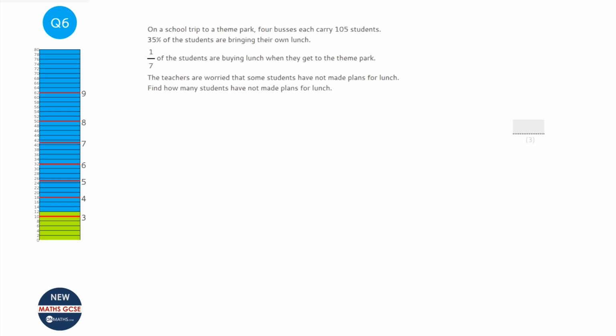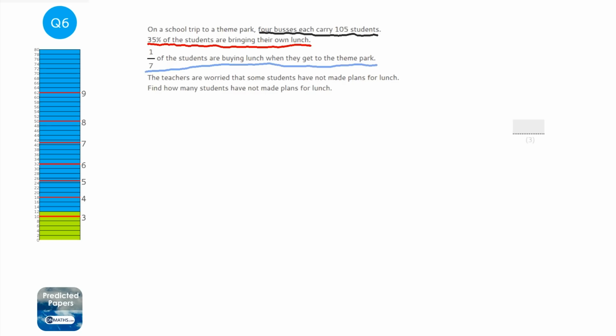Okay, so in this question we're on a school trip, and it's best to break this question down into bits we need to work out. So it says 4 buses each carry 105 students. So the first thing I need to work out is how many students there are in total. It says 35% of the students are bringing their own lunch, so we don't need to worry too much about those students. A seventh of the students are buying lunch when they get to the theme park, and the question just basically says how many have not made plans for lunch. So they're not bringing their own lunch and they're not planning to buy lunch there.